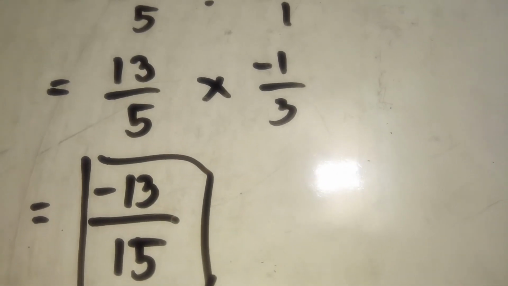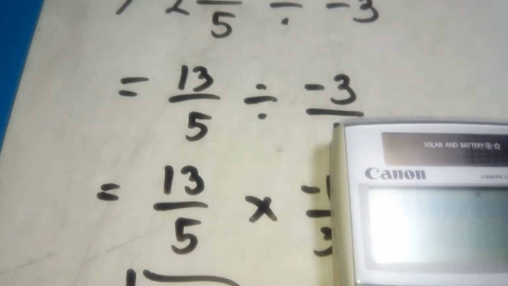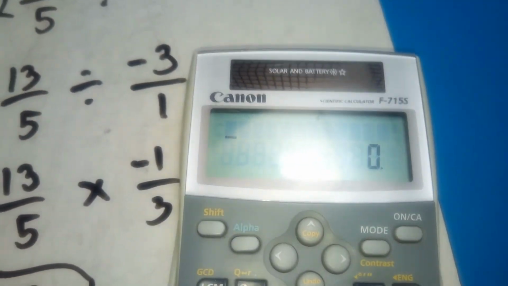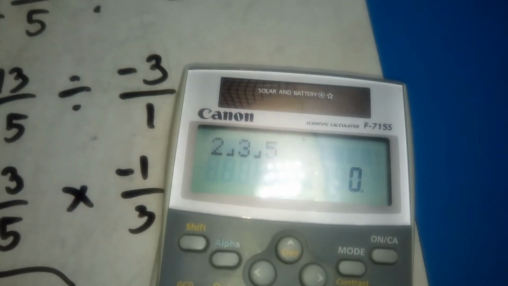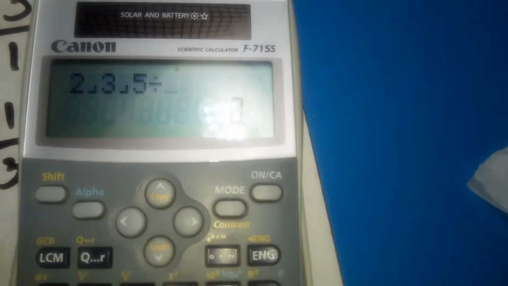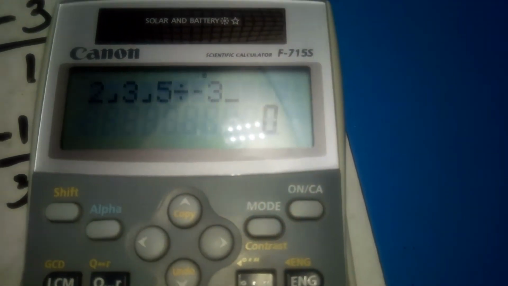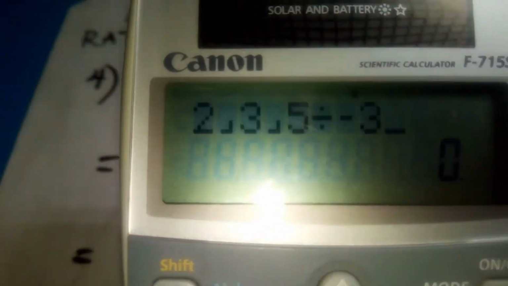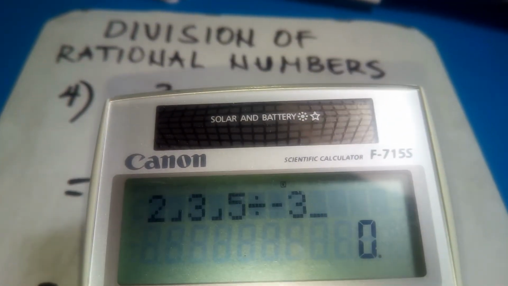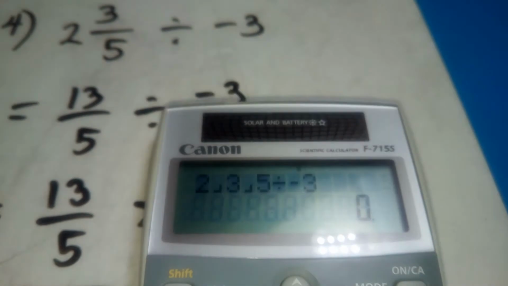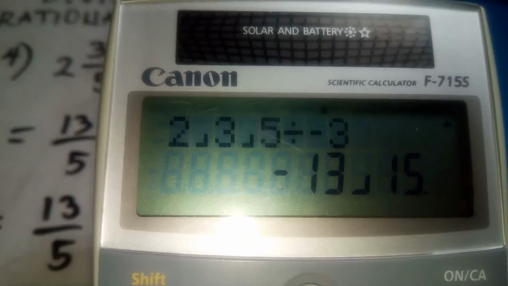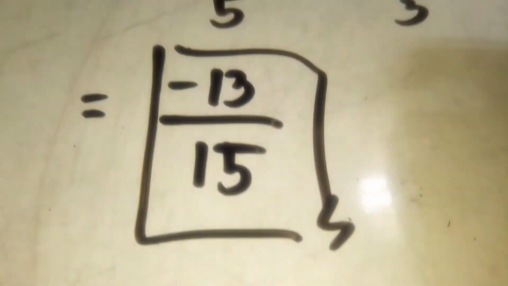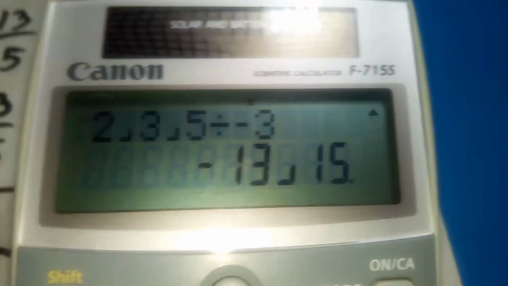This time again, let's check using my calculator. So it's 2 and 3/5 divided by negative 3. Equals negative 13/5. Negative 13/5. The same.